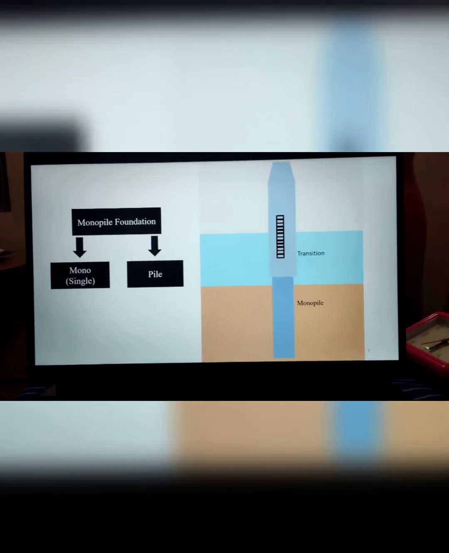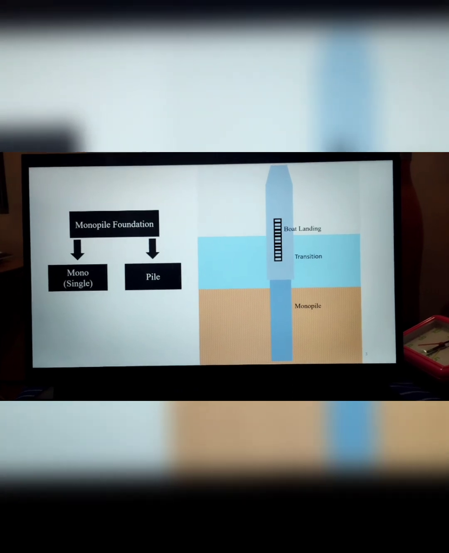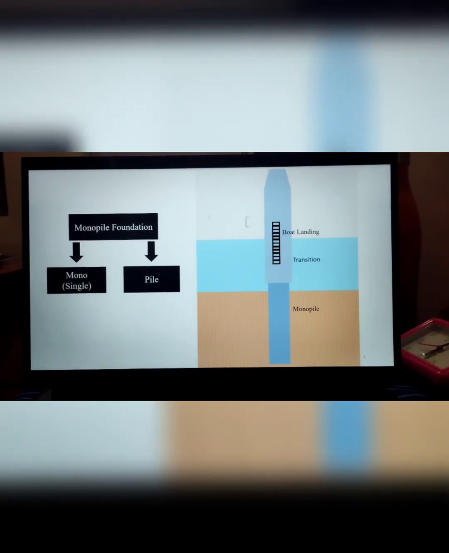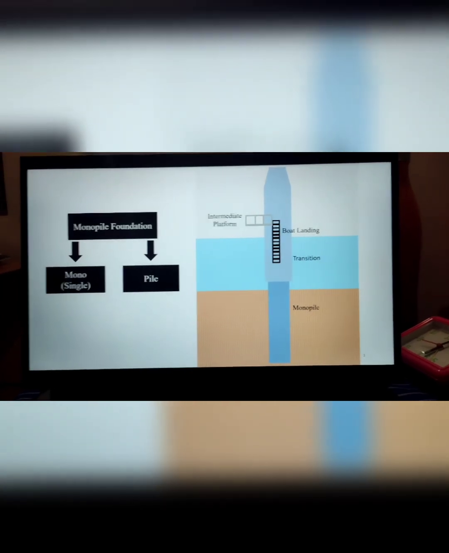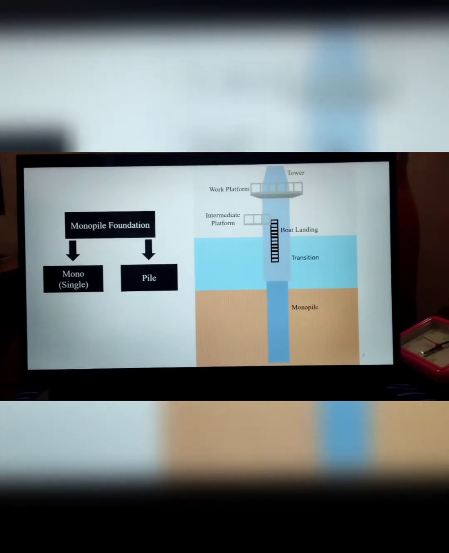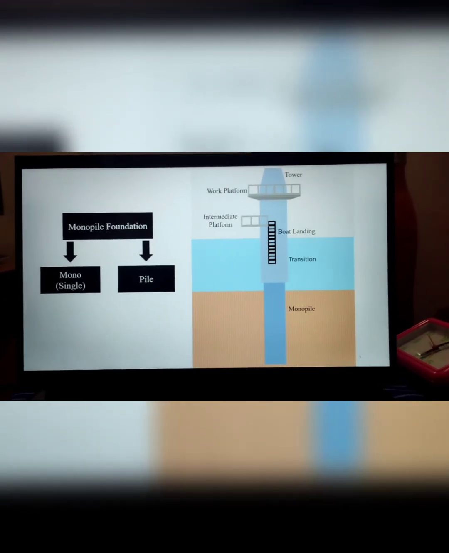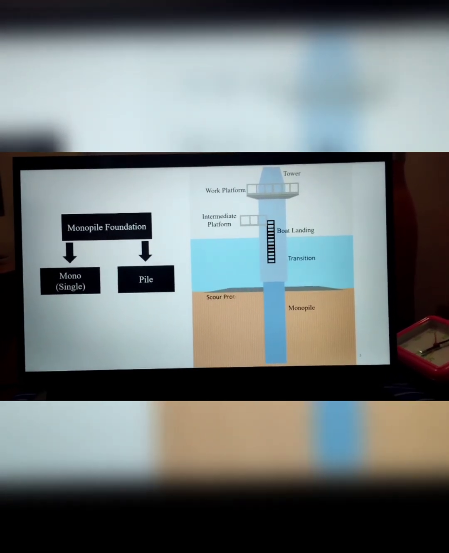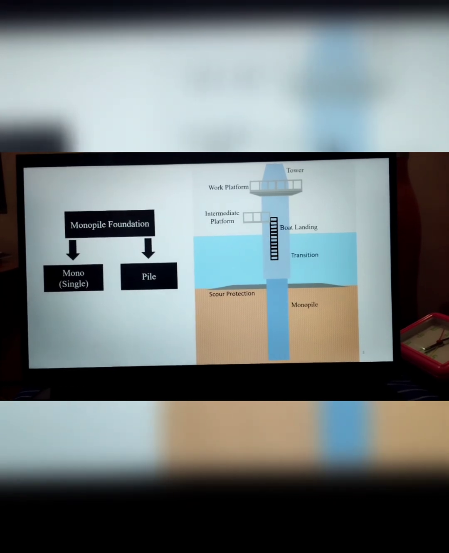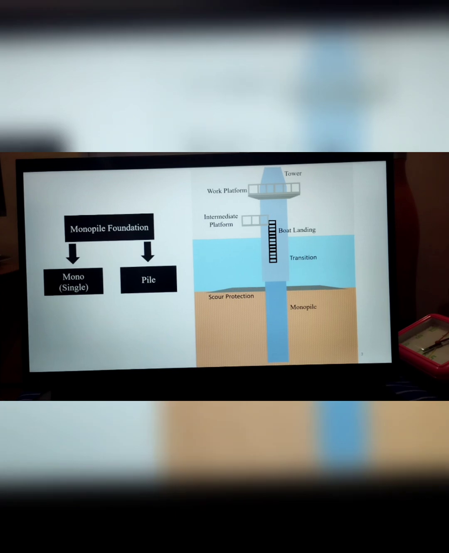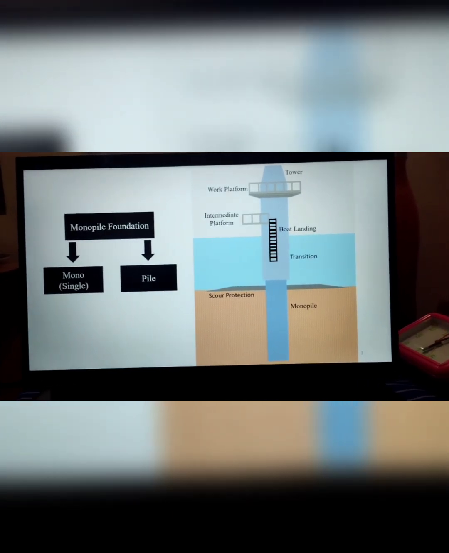Over the transition, the boat landing is provided so that the people doing inspection can visit the place. It is supported by the intermediate platforms, above which we have the work platforms on the tower region. A scour protection layer is provided on the bottommost part, which connects the foundation to the superstructure.